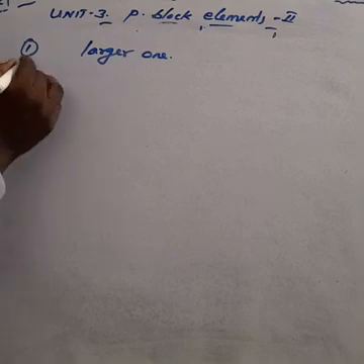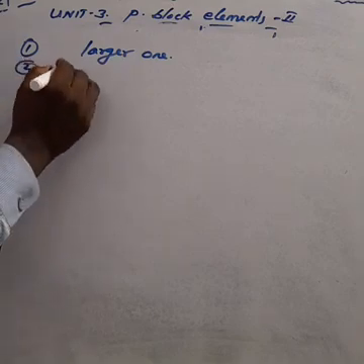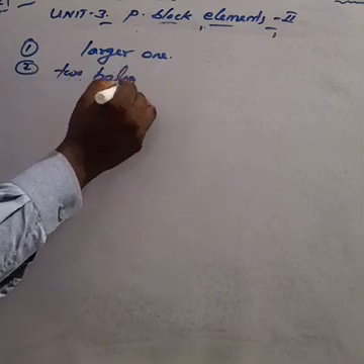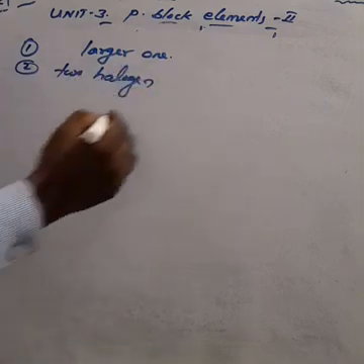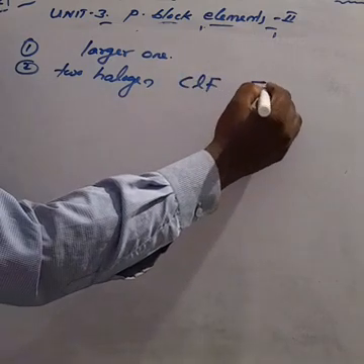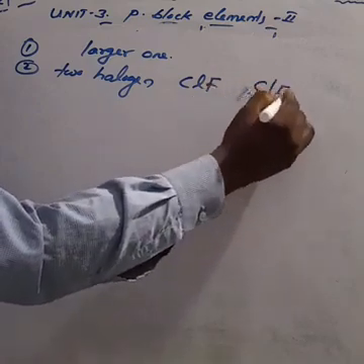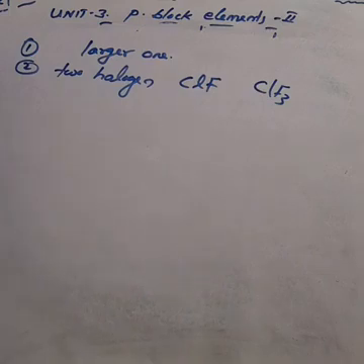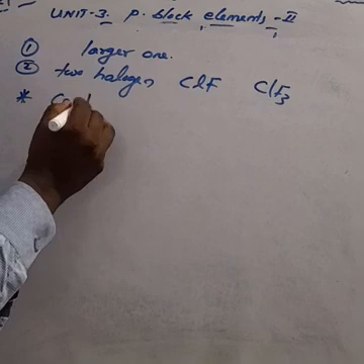Second, it can be formed only between 2 halogens, not more than 2 halogens. For example, ClF: how many halogens? 2. ClF3: how many halogens? 2. So, it can be formed only between 2 halogens, not more than 2. Can you understand? Next, fluorine cannot act as a central atom, being the smallest one, because fluorine has the lowest atomic number compared to the other halogens. So, fluorine cannot act as the central atom, okay?